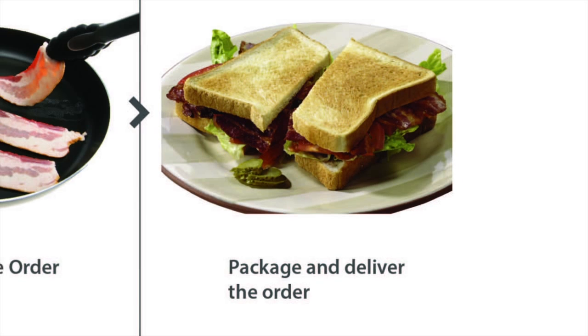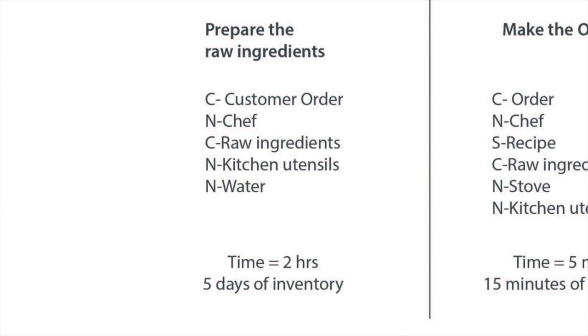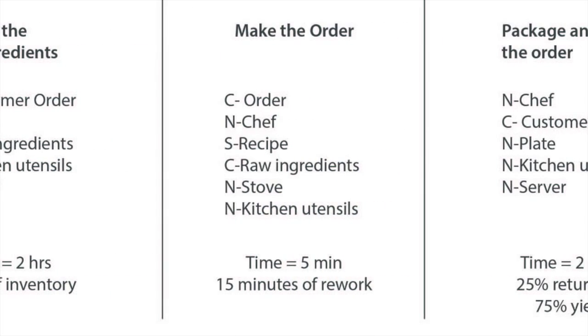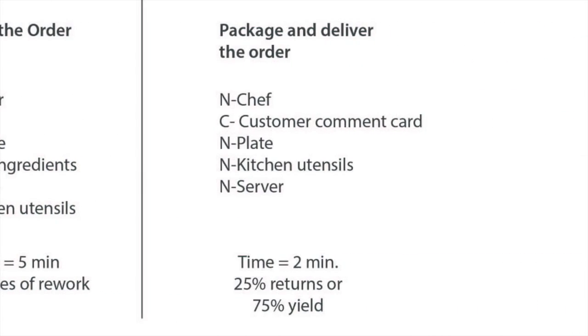As we walk the process, the data we've collected shows that to prepare the raw ingredients takes 2 hours of time with a 5-day inventory of raw ingredients. To make the order takes 5 minutes with 15 minutes of rework. And to package and deliver the order takes 2 minutes. It's important to note that 25% of all orders are returned by customers.